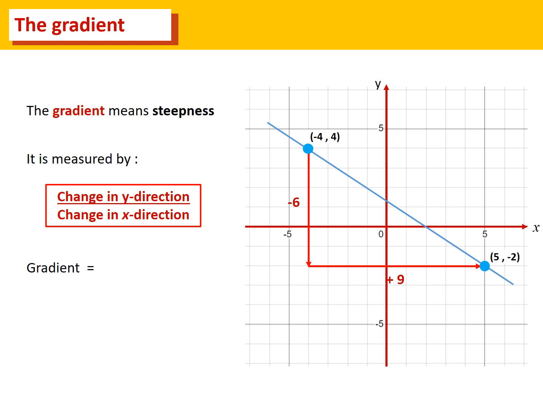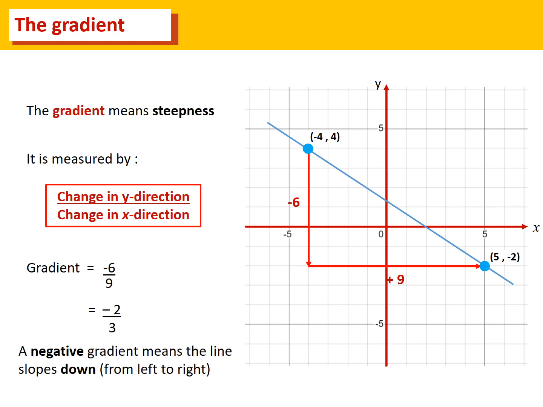The gradient, changing the y direction, -6, divided by changing the x direction, +9, and that leaves us with a gradient of -2/3. Once again, it's sloping downwards, so our gradient is negative.